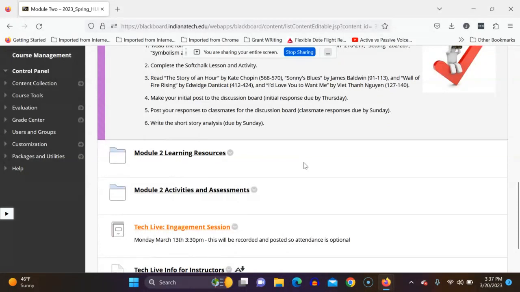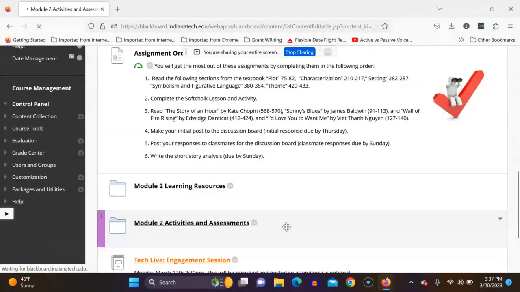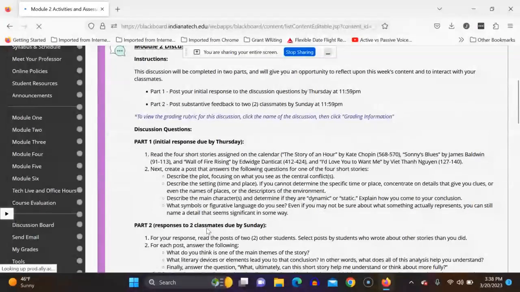Look at where you're going to put them. Okay. So that's under activities and assessments. You're going to submit these here. And this is a thing. Make sure that, by the way, discussion boards do have direct instructions about how both to post and also how to respond.